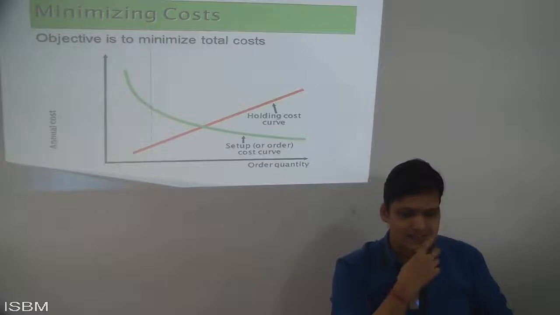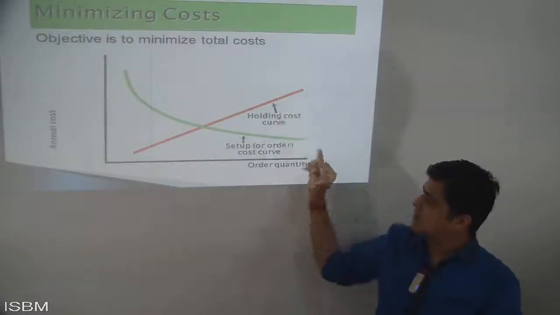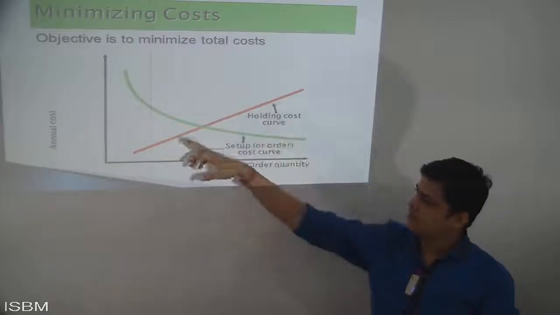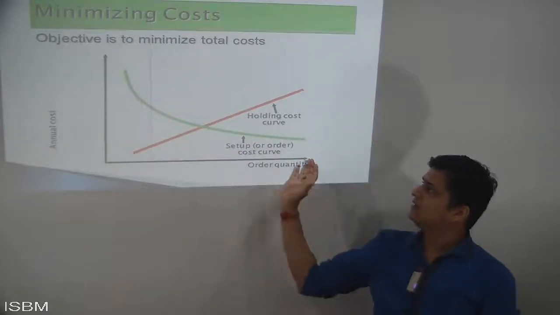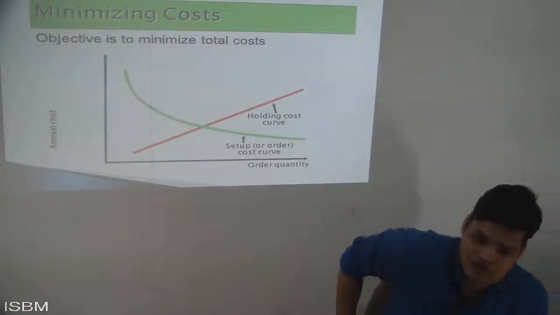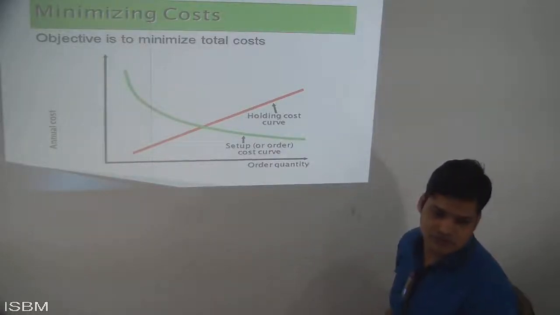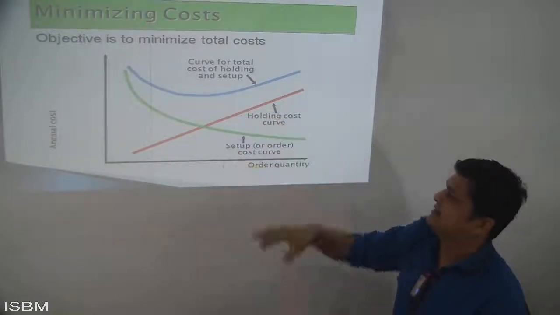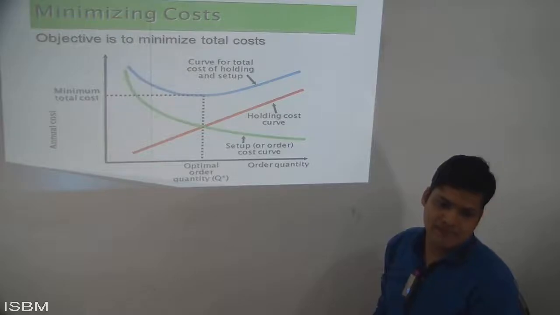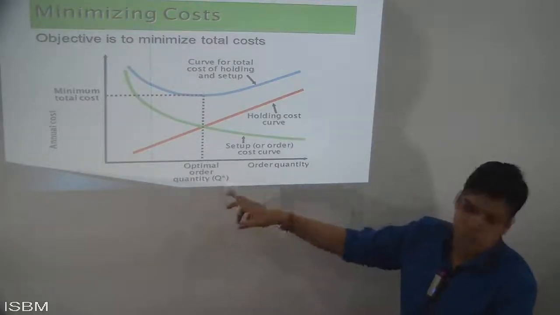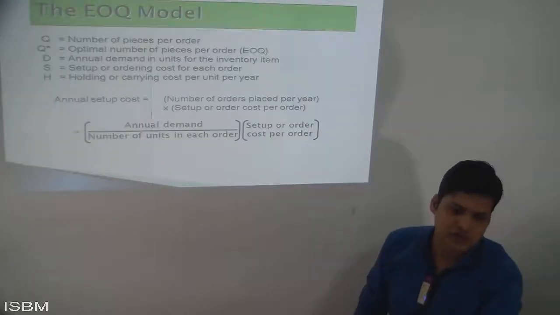Minimizing cost. This is the holding cost curve, and this is the setup cost, which is nothing but the ordering cost. So annual cost versus order quantity. This is the curve. The objective is to minimize total cost. How to minimize the total cost? This is the curve for the total cost of holding and setup. Minimum total cost occurs at the optimal order quantity Q. EOQ model.